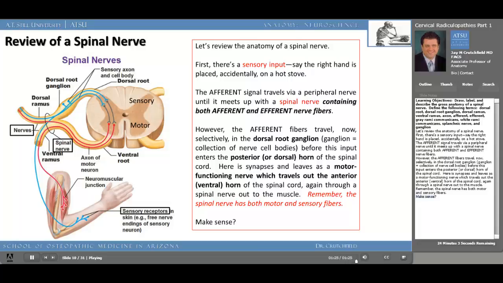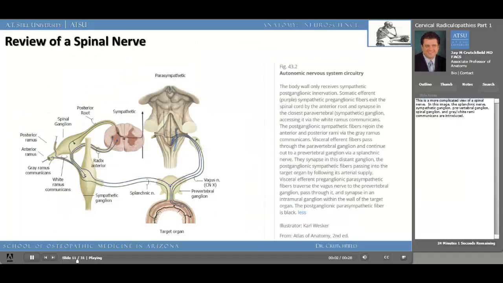This is a more complicated view of a spinal nerve. In this image, the splanchnic nerve, the sympathetic ganglion, the prevertebral ganglion, the spinal ganglion, and the gray and white rami communicans are introduced. Take a second to study this image carefully and read the associated description. Make sure you understand this before you move forward.